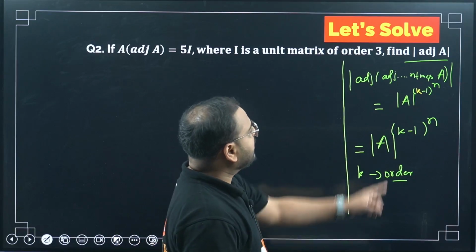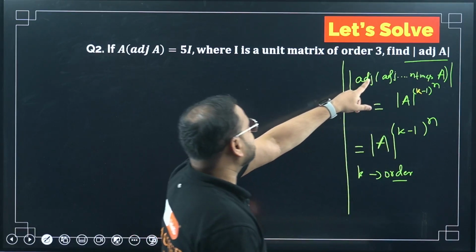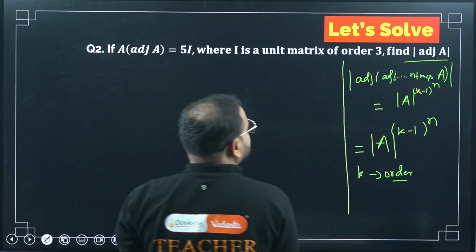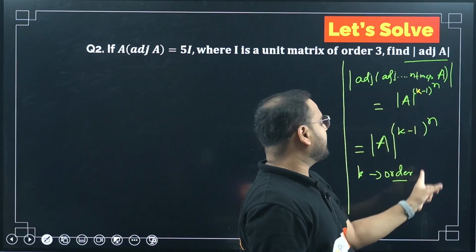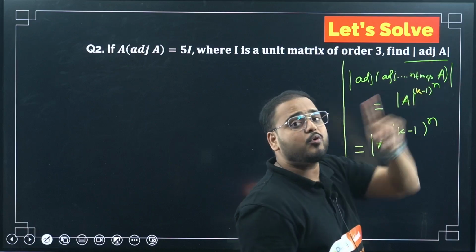So if you see here, what can we write for adjoint A? See how many times the adjoint is there. I've said that if adjoint comes n times, then we'll take the power n. Here adjoint has come only one time.